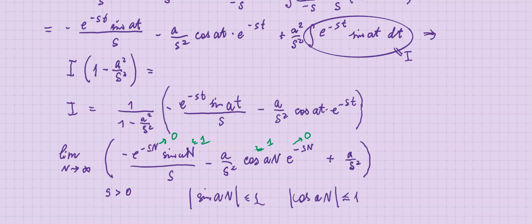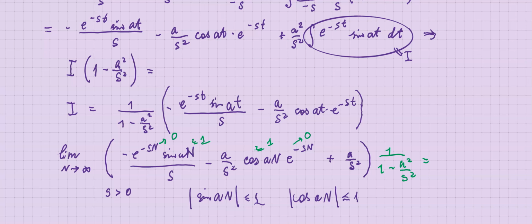This goes to 0. So the only thing left over is this one, which I forgot to copy. I'm going to copy it over here: 1 over 1 minus a squared over s squared. Let's just simplify it, and I think we're almost done. So we are going to have this term left and this factor left, right? I'm going to just write it down.